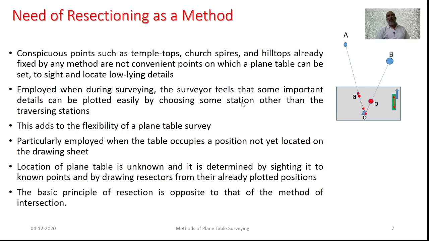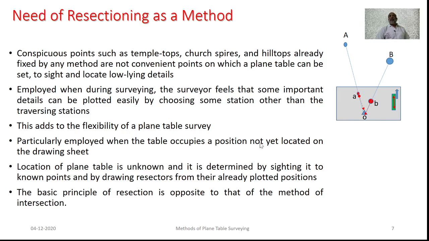Hence, now the surveyor may feel that instead of going for the top of the temple, church, spires, which were used as traversing stations, he may choose some additional stations, position of which was not plotted on the paper as such. So, from that particular station, if the surveyor feels that a lot of features can be easily plotted, he has his own flexibility. The only thing is he must be able to occupy that position of the table which was not located on that particular drawing sheet. So here that particular location of the plane table is unknown and it should be determined by citing it to known features which are available on that particular drawing.